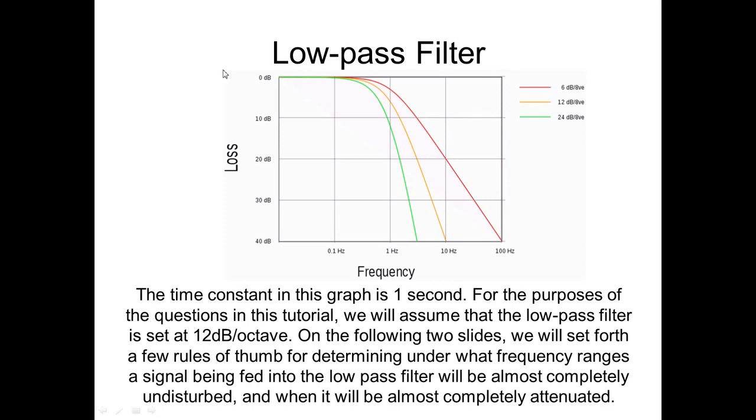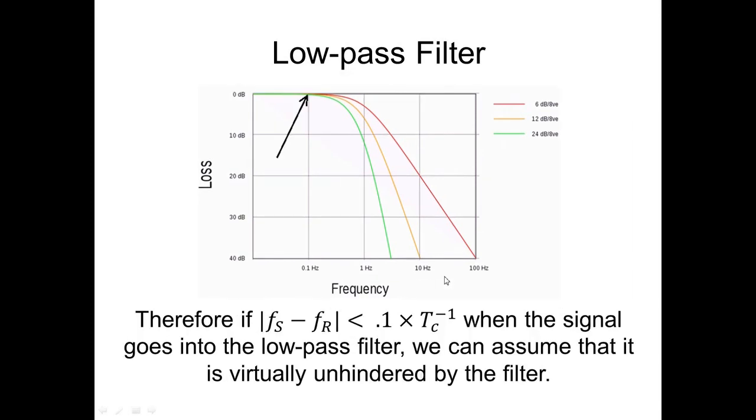I'm going to now briefly explain this diagram of the low-pass filter. For our purposes, we're going to be using a low-pass filter of 12 decibels per octave throughout this tutorial, which corresponds to the center yellow line. This graph shows the loss of signal strength with respect to various frequencies.